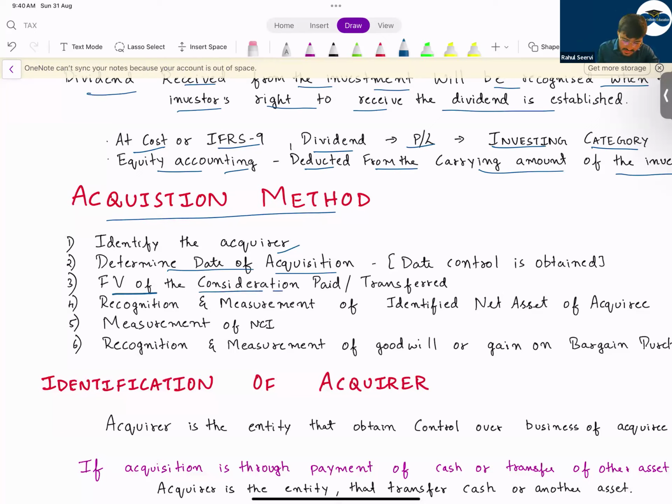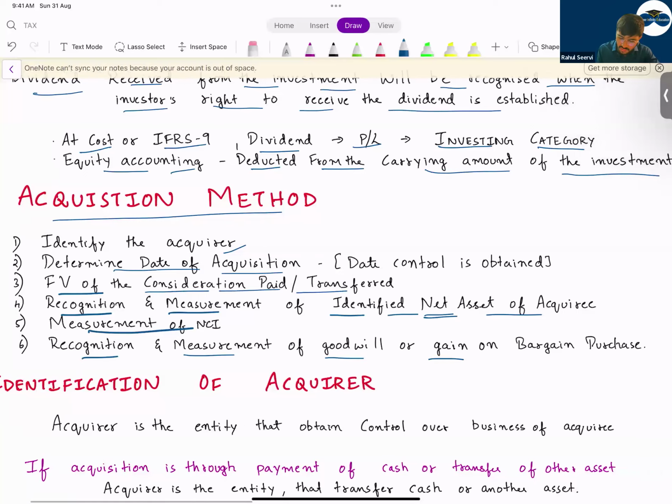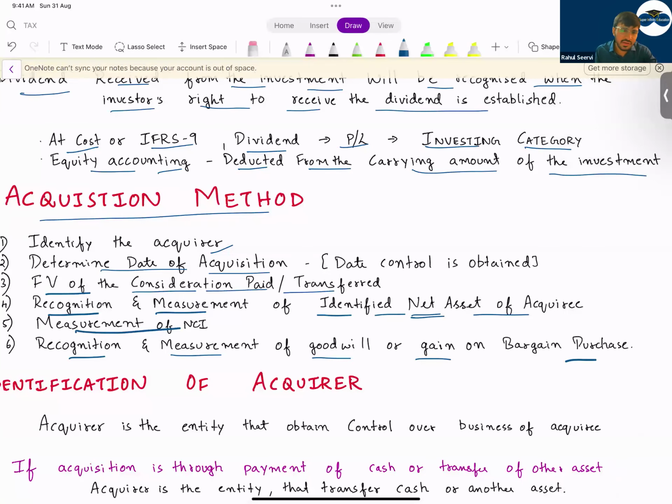Then fair value of the consideration paid or transferred. What consideration have you paid? Then recognition and measurement of identified net assets. A lot of times this part is tested. Then measurement of NCI. How will you measure the NCI? Two methods you have. Then recognition and measurement of goodwill or gain on bargain purchase. How will you treat this? How will you calculate goodwill? How will you record gain on bargain purchase?